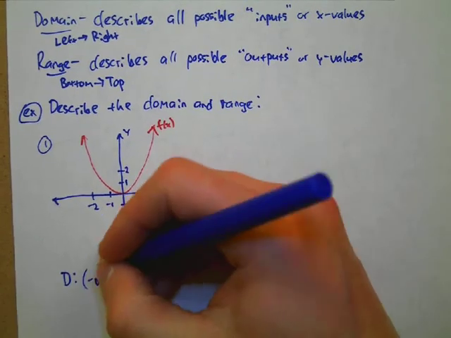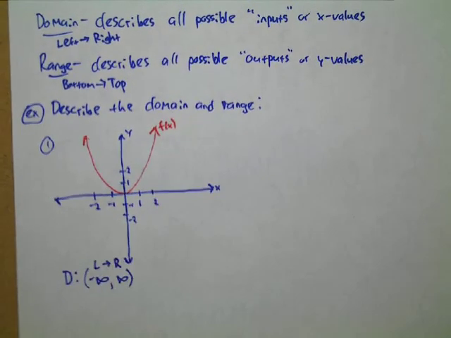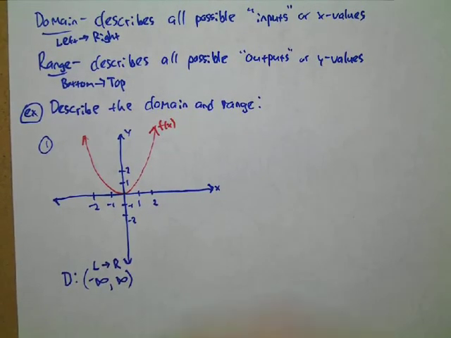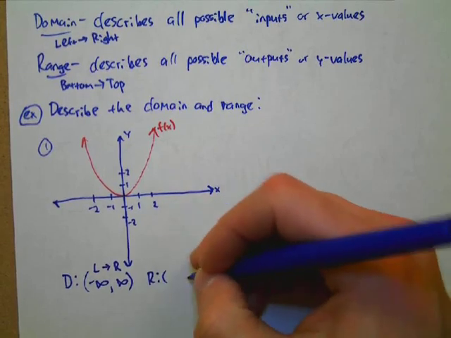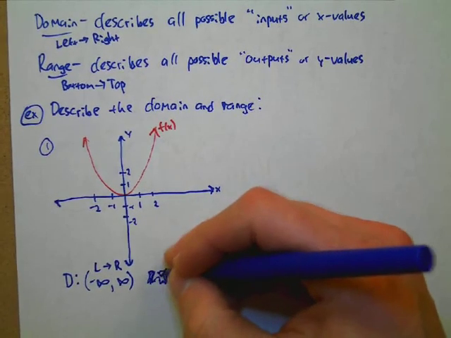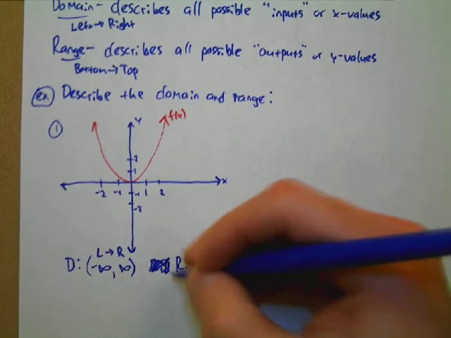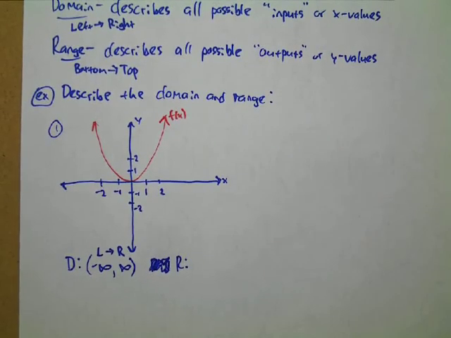Okay? Again, domain goes left to right, so now we're going to go all the way to the right on our function. And we hit another arrow. It's going up and to the right. So it means we're going which direction here? To what number? Positive infinity. And there's our domain. Left to right.